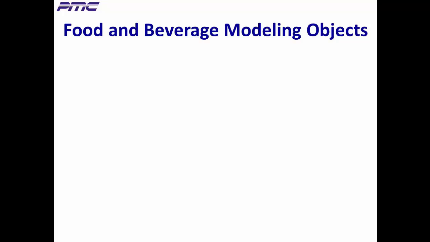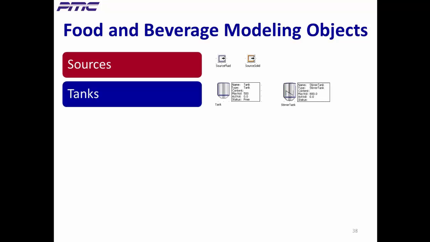To visualize and simulate your food and beverage process, the Food and Beverage Library provides several industry-specific modeling objects. These objects also slash the time necessary to build a simulation model. Two source objects include fluids and solids into the simulation according to a user-defined schedule. The tank object holds fluids. The stirrer tank is based on the tank but also includes a processing time to simulate stirring.